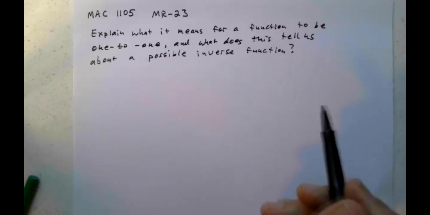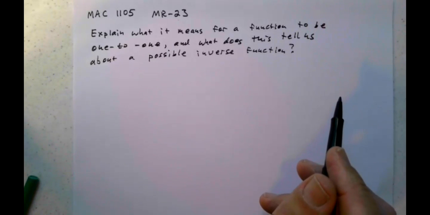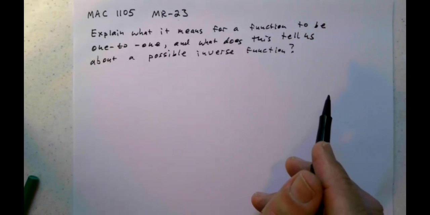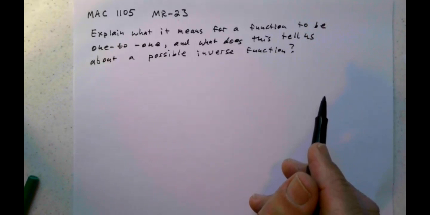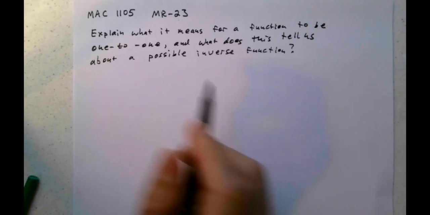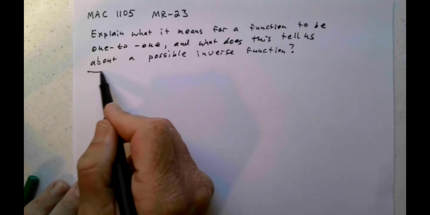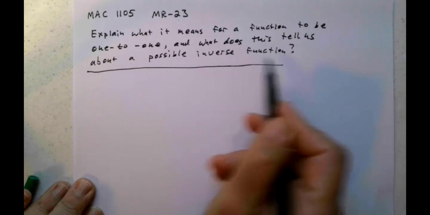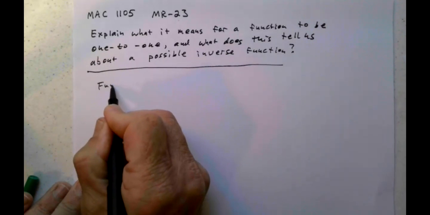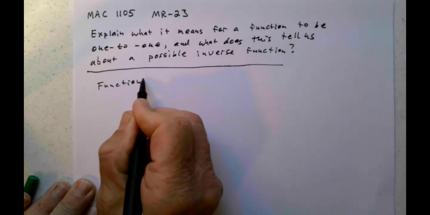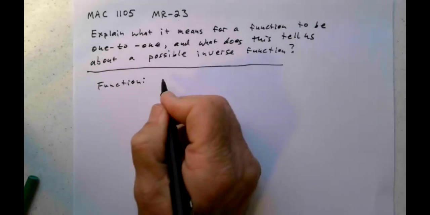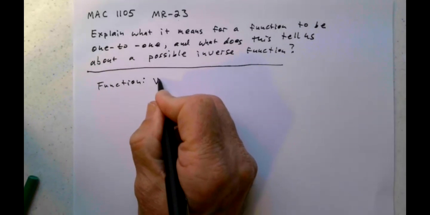So this question says, explain what it means for a function to be one-to-one. And what does this tell us about a possible inverse function? So there's two issues here. The first issue is something has to be a function. And how do we know if a set of points is a function? It has to pass the vertical line test.